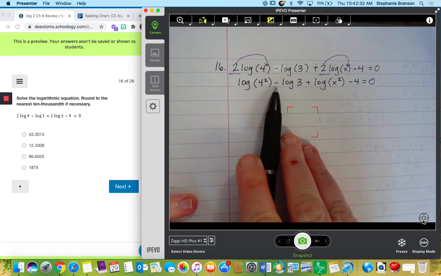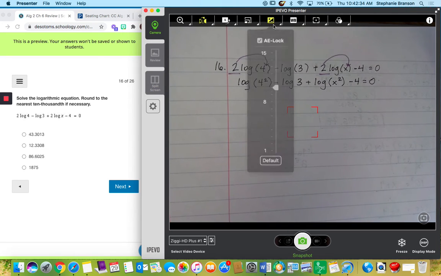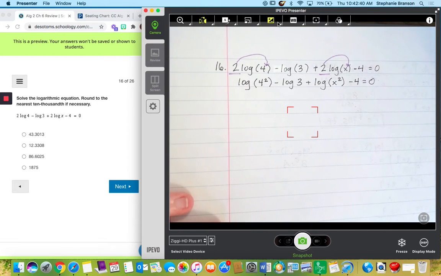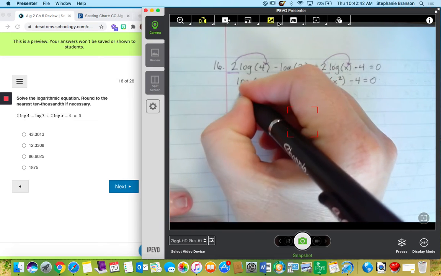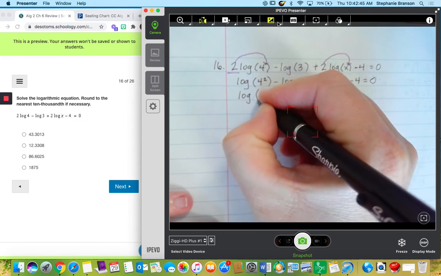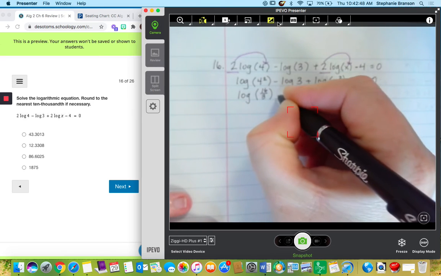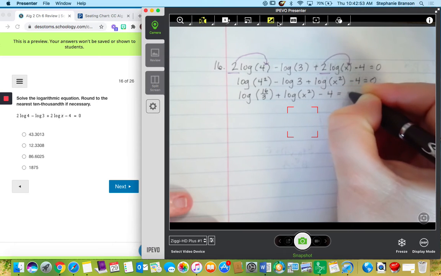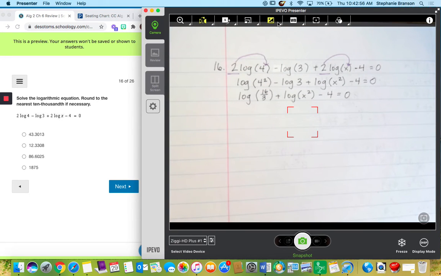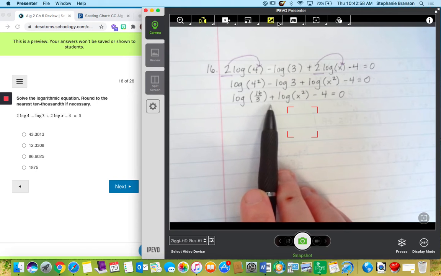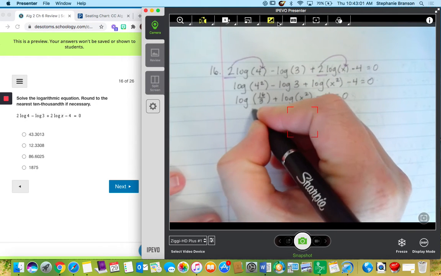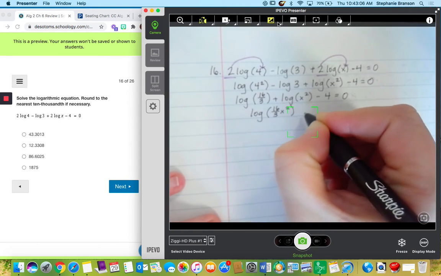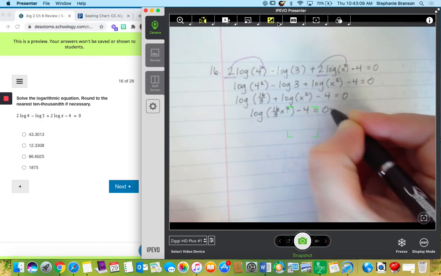Subtraction sign tells us to do what? Divide. Four squared is 16. So now I've got log of 16 divided by 3 plus log of x squared minus 4 equal to 0. What's the plus sign tell us to do? Multiply. So I've got log of 16 over 3 times x squared minus 4 is equal to 0.